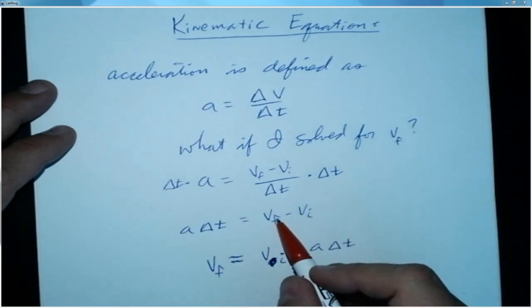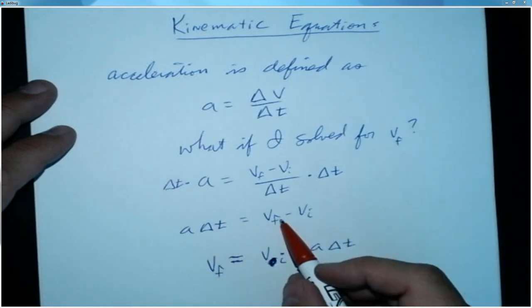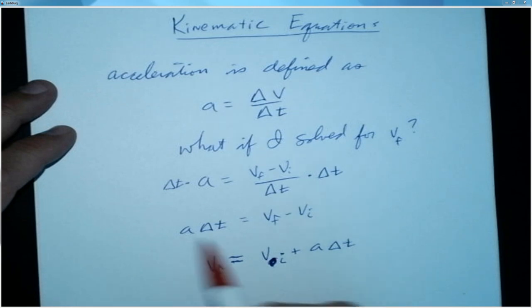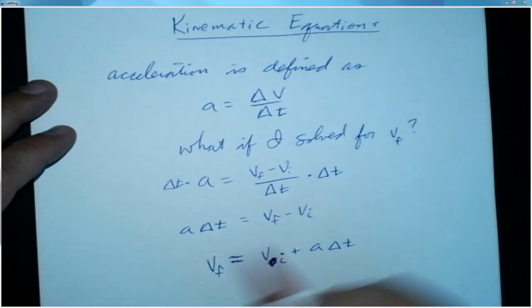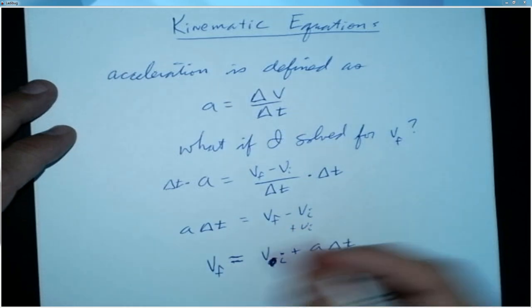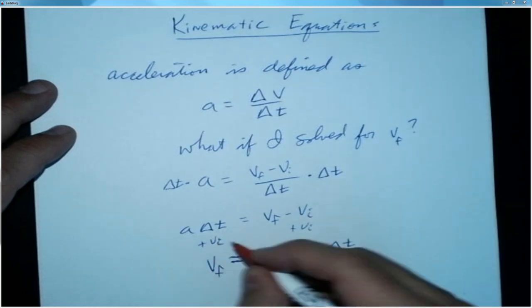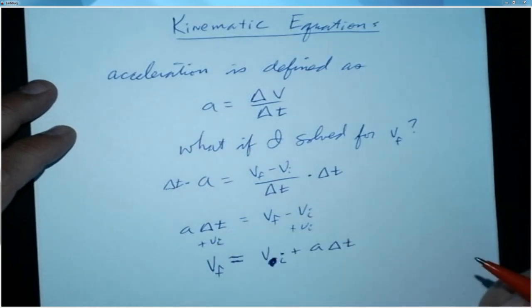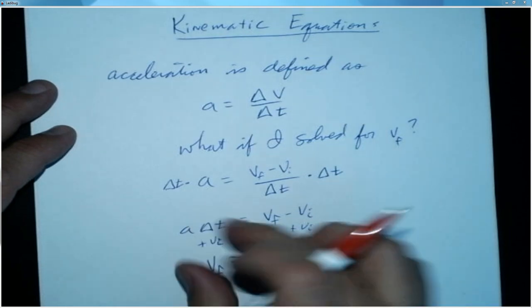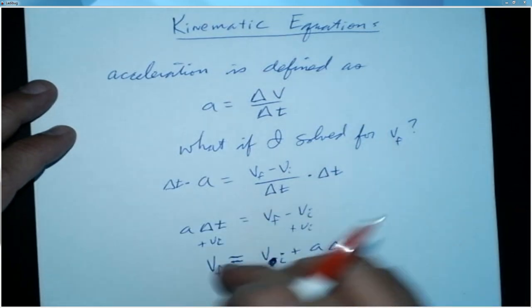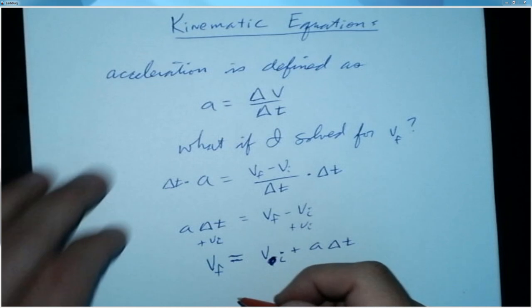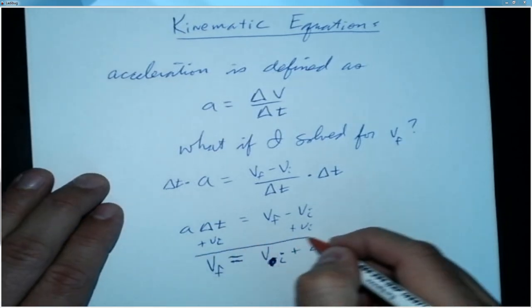Anyhow, I added the vi to both sides, so I have vf is equal to the vi I added over here. I'll just write it in. So the vi that I added on both sides, and then I moved this whole chunk over here and this chunk over there. This is going to be the first of our kinematic equations.